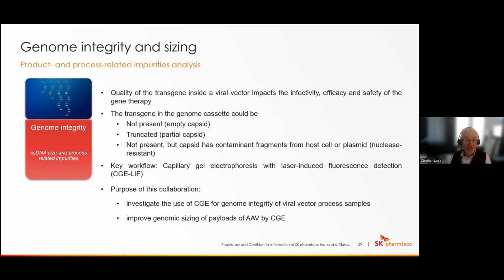For the purpose of this collaboration, again, we wanted to investigate whether we could use capillary gel electrophoresis for genome integrity of process samples from viral vectors. And we also wanted to look at improving the genomic sizing of the payloads by CGE. Specifically, now we're looking at single-stranded DNA rather than RNA sizing.